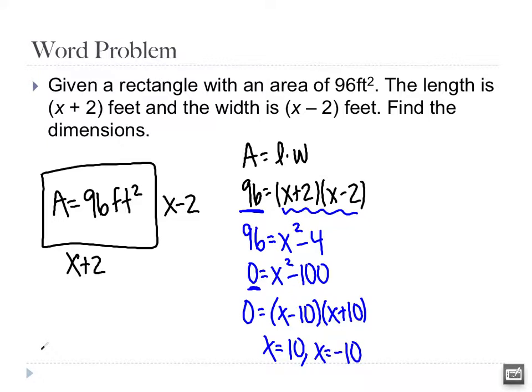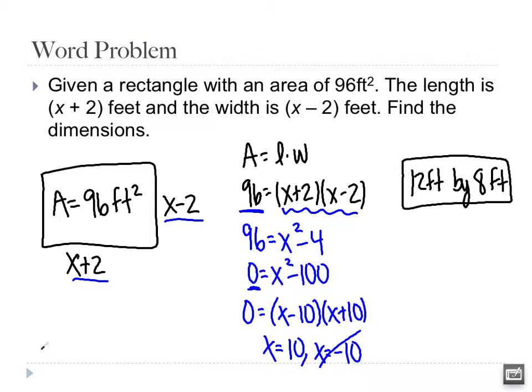In the context of our problem, negative 10 does not make sense. If I substitute negative 10 into the length and the width, I would get a negative answer. It doesn't make sense, so we're going to use x = 10. The question asks us to find the dimensions. Substituting in 10, I get 12 feet for the length, and I get 8 feet for the width. So our rectangle is 12 feet by 8 feet.